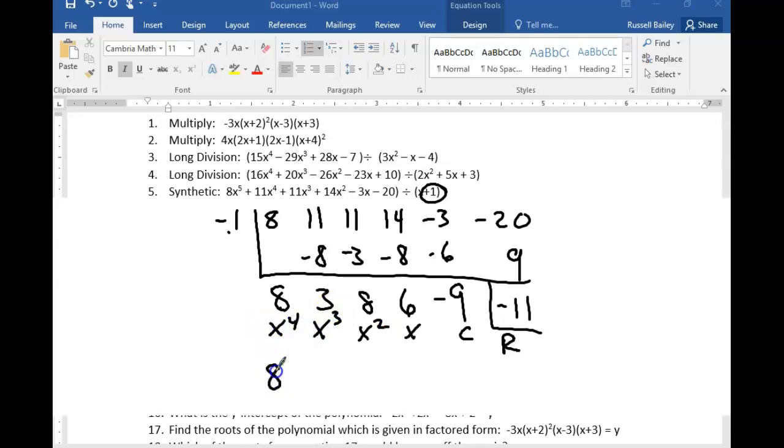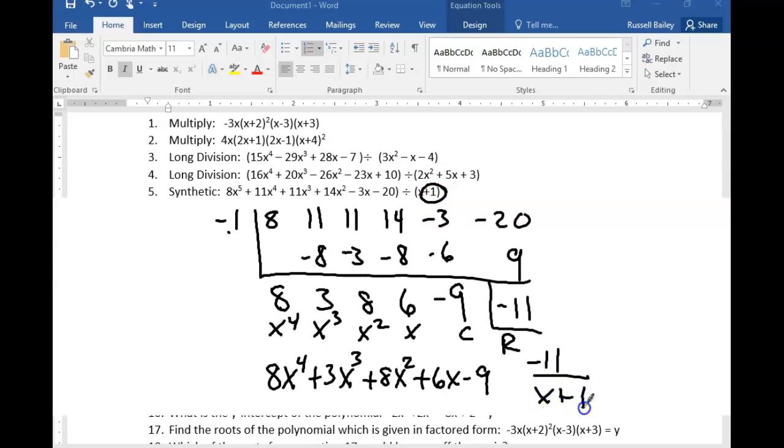So my final answer will be 8x to the 4th plus 3x cubed plus 8x squared plus 6x minus 9. I have a remainder of negative 11. And my divisor was originally x plus 1. And don't be surprised if instead of putting a plus here, what they do on your test is they may take this negative and just drop it down where the plus is instead. And there's our final result for that one.